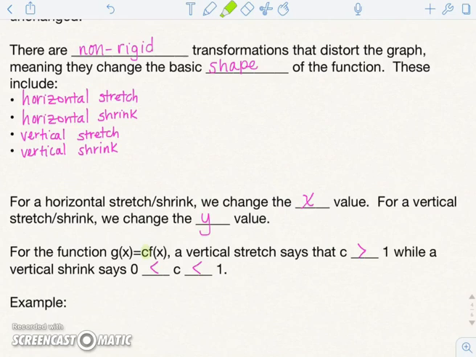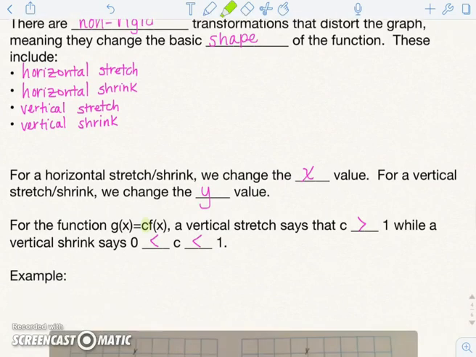If it was a -3, it would be two transformations put together. The negative would be a reflection, and the 3 would be a vertical stretch. A vertical shrink is when c is between 0 and 1. Okay, it's not going to be 0 because 0 times the function is going to make the whole thing 0. It's not going to be 1 because that wouldn't change the graph. So we're talking about any fractional value basically between 0 and 1, so a half or a third or 3/4 or 2/5, something between 0 and 1.